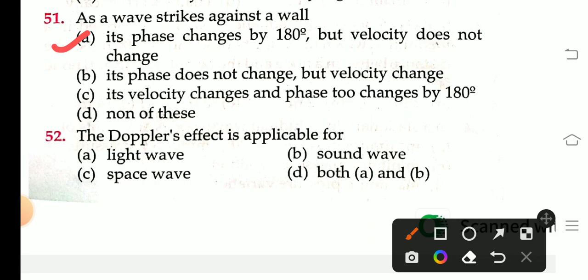Next, the Doppler effect is applicable for. Right answer option D. Both A and B, light wave and sound wave.